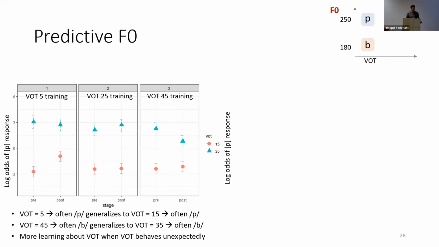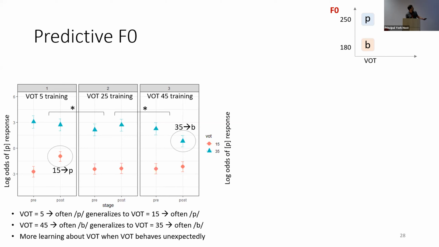In the predictive F0 condition, and here you're looking at pre and post-test. So this was another difference from the other study. We did a pre-test as well as a post-test. And you see the log odds of PA response here for VOT15 in red and VOT35 in blue. And what you see is that when you were trained on VOT5, you get an increase in responding with PA to VOT15. And when you were trained on VOT45 being sometimes BA and sometimes PA, you get an increase in the BA responses for VOT35.